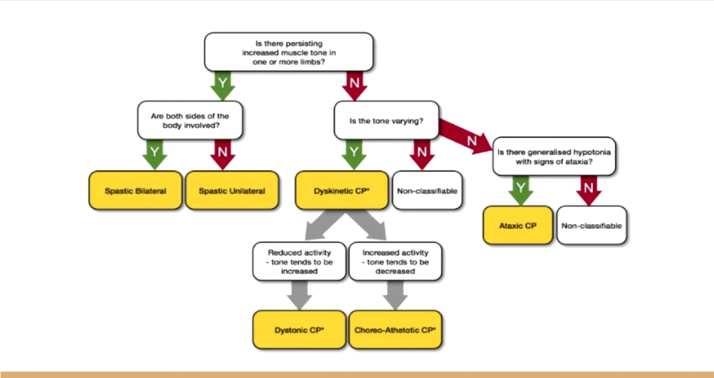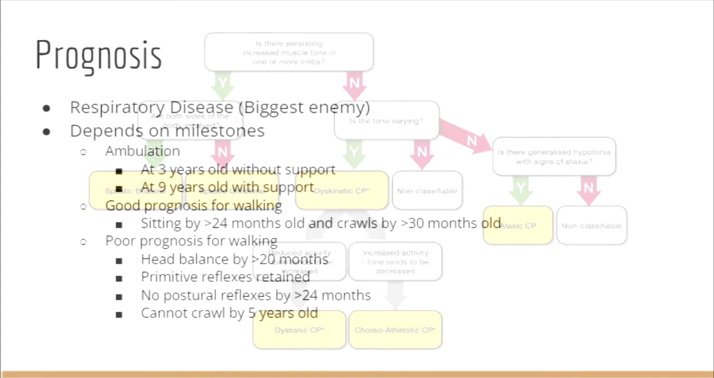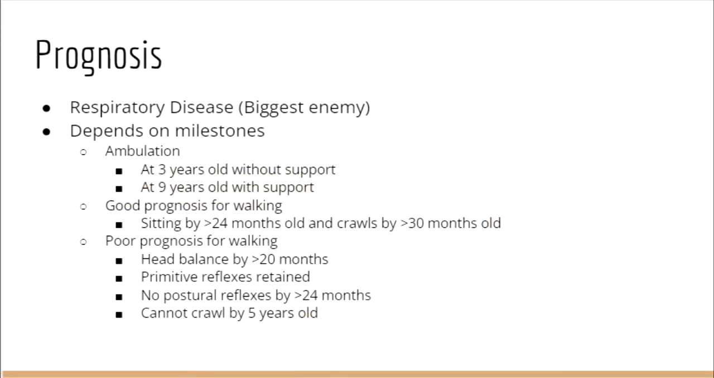The patient has involuntary sustained muscle contraction, causing twisting and repetitive movement. This is actually a diagram that can help you identify the different cerebral palsy types. So, another important aspect is identifying the prognosis of a CP patient.